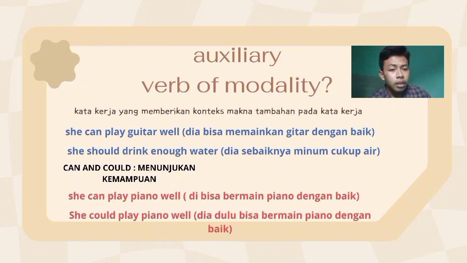The first one we can look at is can and could, namely showing ability. She can play the piano well. Dia bisa bermain piano dengan baik. She could play piano well. Dia dulu bisa bermain piano dengan baik.